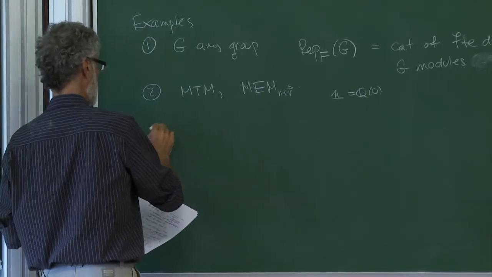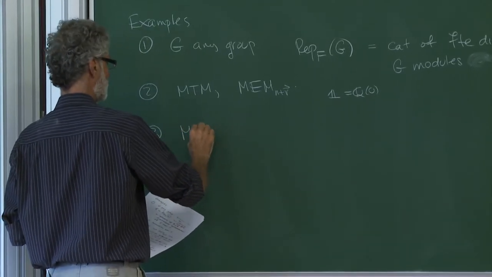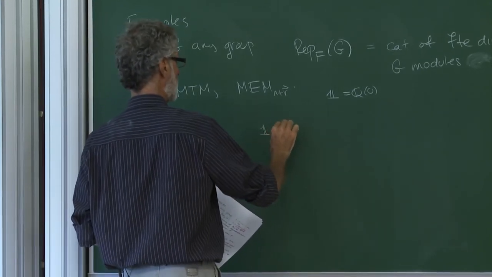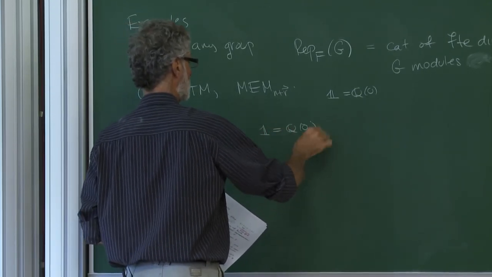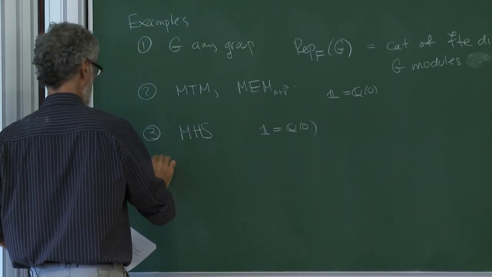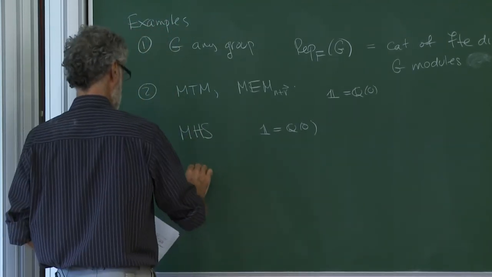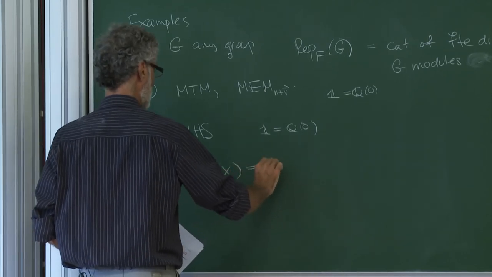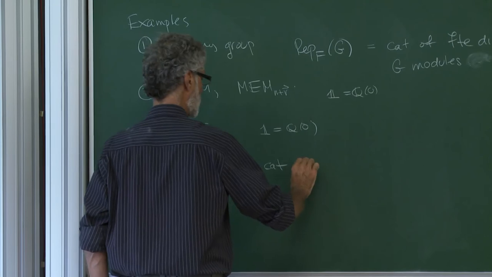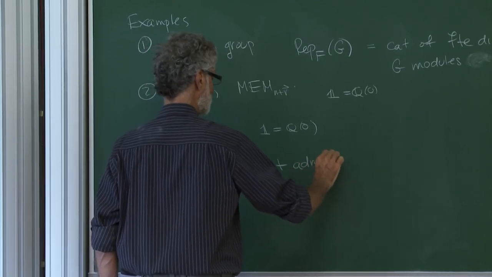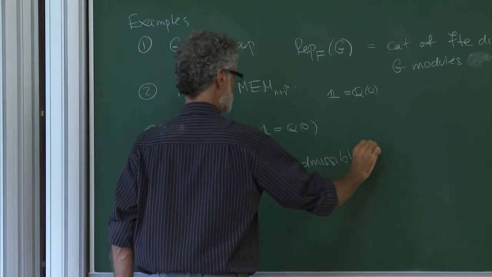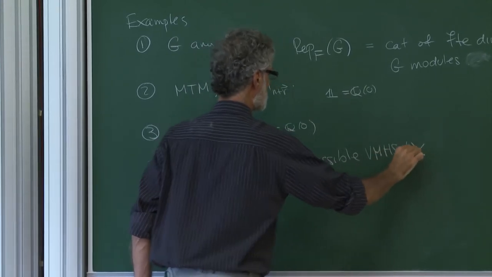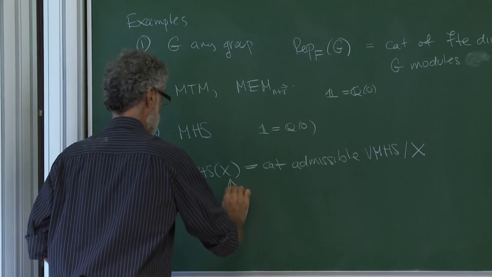Another good example is mixed Hodge structures. And here, the trivial example is Q of 0 again. And 4, you can look at mixed Hodge structures over X, which is equal to the category of admissible variations. And so X here is a smooth variety.